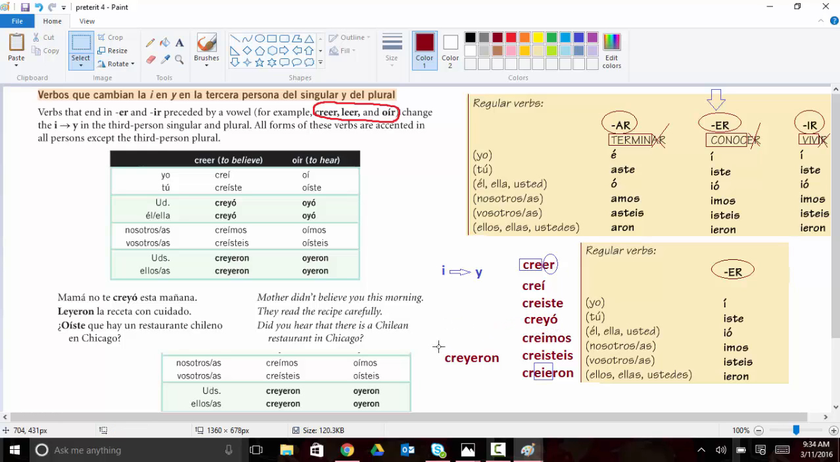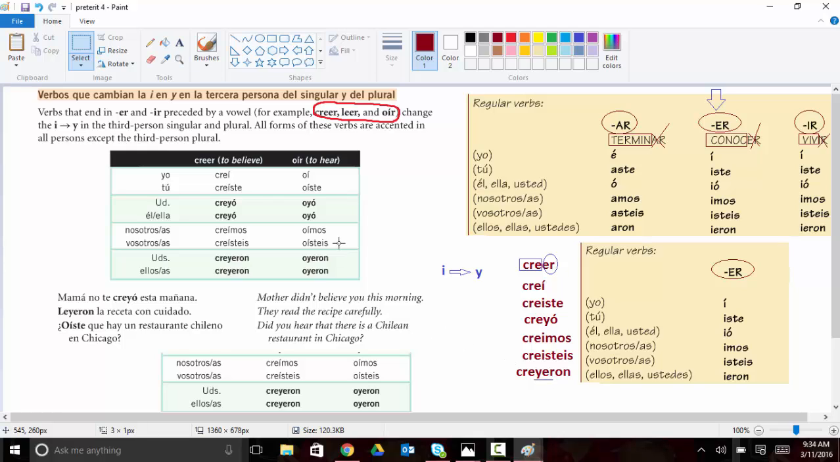Okay, so when we're conjugating verbs that in their stems have two vowels next to each other, so they have a vowel right next to the ending, and neither of those vowels is a silent vowel, then you are going to want to change your I to a Y in the third person forms for each of them.